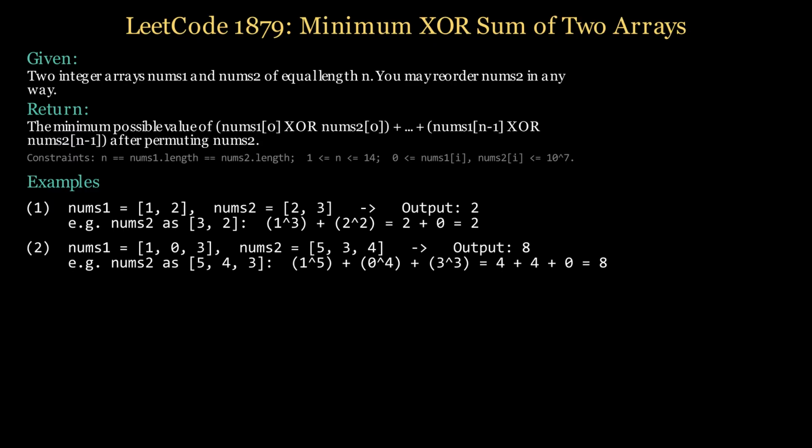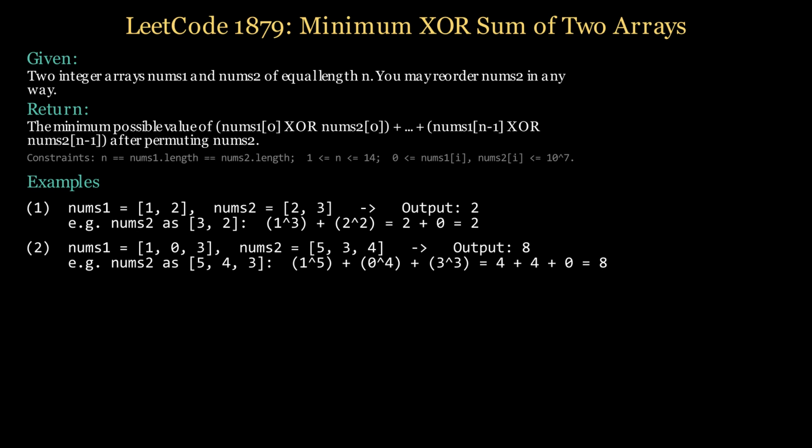Leetcode 1879, minimum XOR sum of two arrays. Given two integer arrays nums1 and nums2 of equal length n, you may reorder nums2 in any way. Return the minimum possible value of the sum, position by position, of nums1[i] XOR nums2[i] after you permute nums2. Constraints: n matches both lengths, n is at most 14, and array values are between 0 and 10 to the 7th.